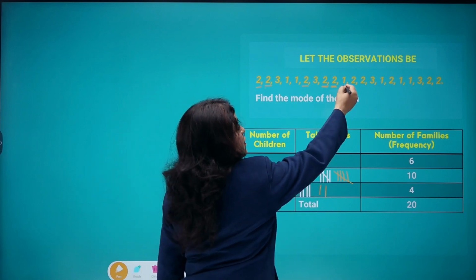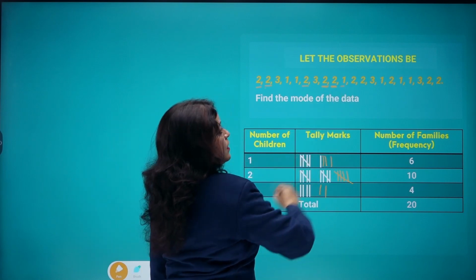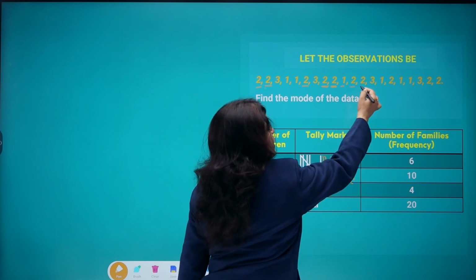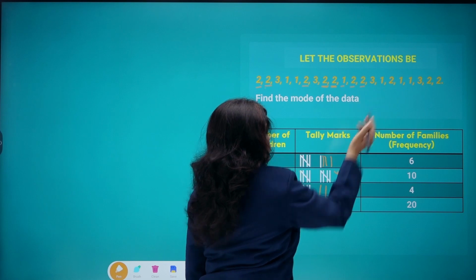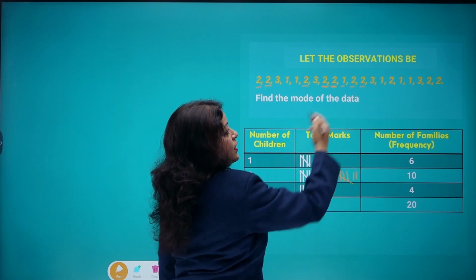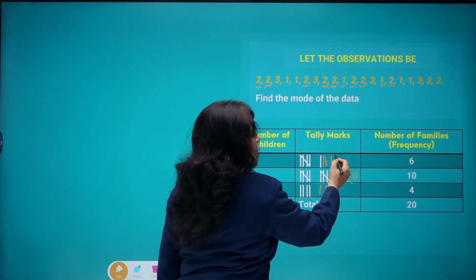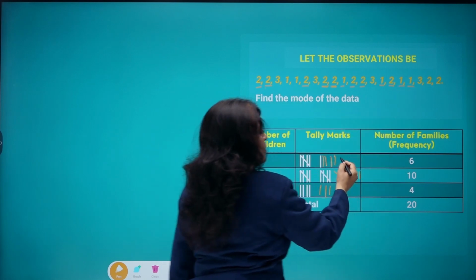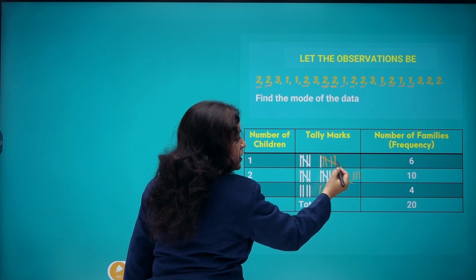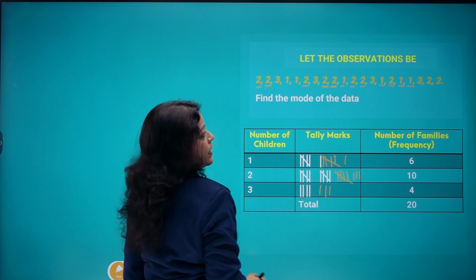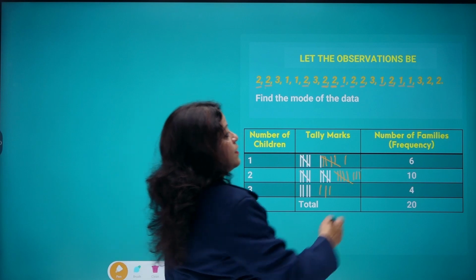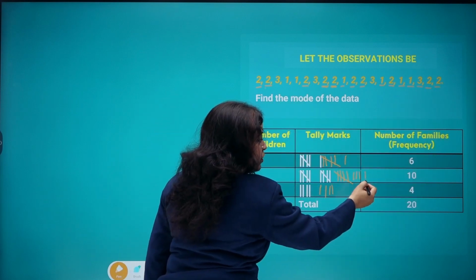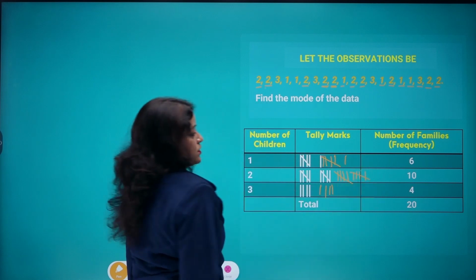Now let's proceed. Number 1, so we put again 1. Then we have 2, so again we will put one more time 2. Then one more time 2. Then 3, so again one more time 3. Then 1, 2, so 1 and 2. Then we have 1 and 1. Now 5th time 1 is repeating, so we will cross it. 5th time 1 and 6th time 1 also. Then we have 3, 2 and 2. So we have 3, we have 2 and one more time 2 is there, so we will cross it.